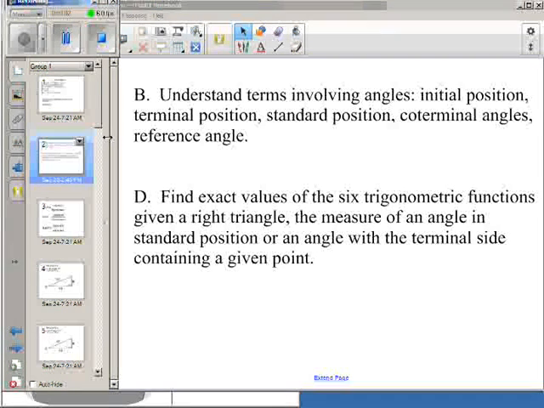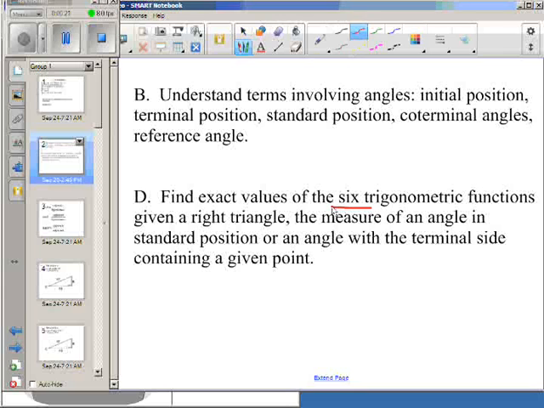All right, today we're going to continue our work with trigonometric functions, and we're going to expand what we understand about trig functions a little bit. So you should still be using your terms: initial position, terminal position, standard position, coterminal angles, reference angles. We'll be using those words as we discover 3 more trig functions, so that takes us to a total of 6 trig functions. And you should be able to find those ratios.